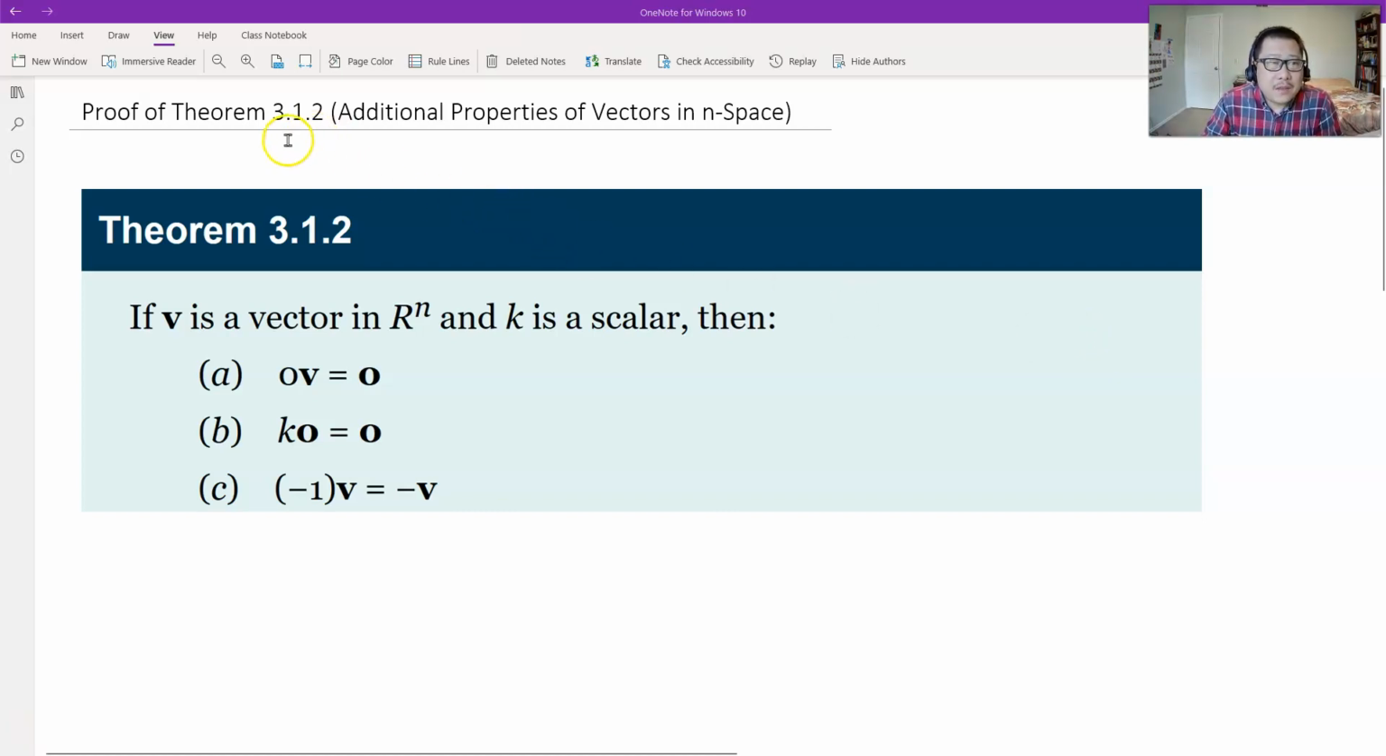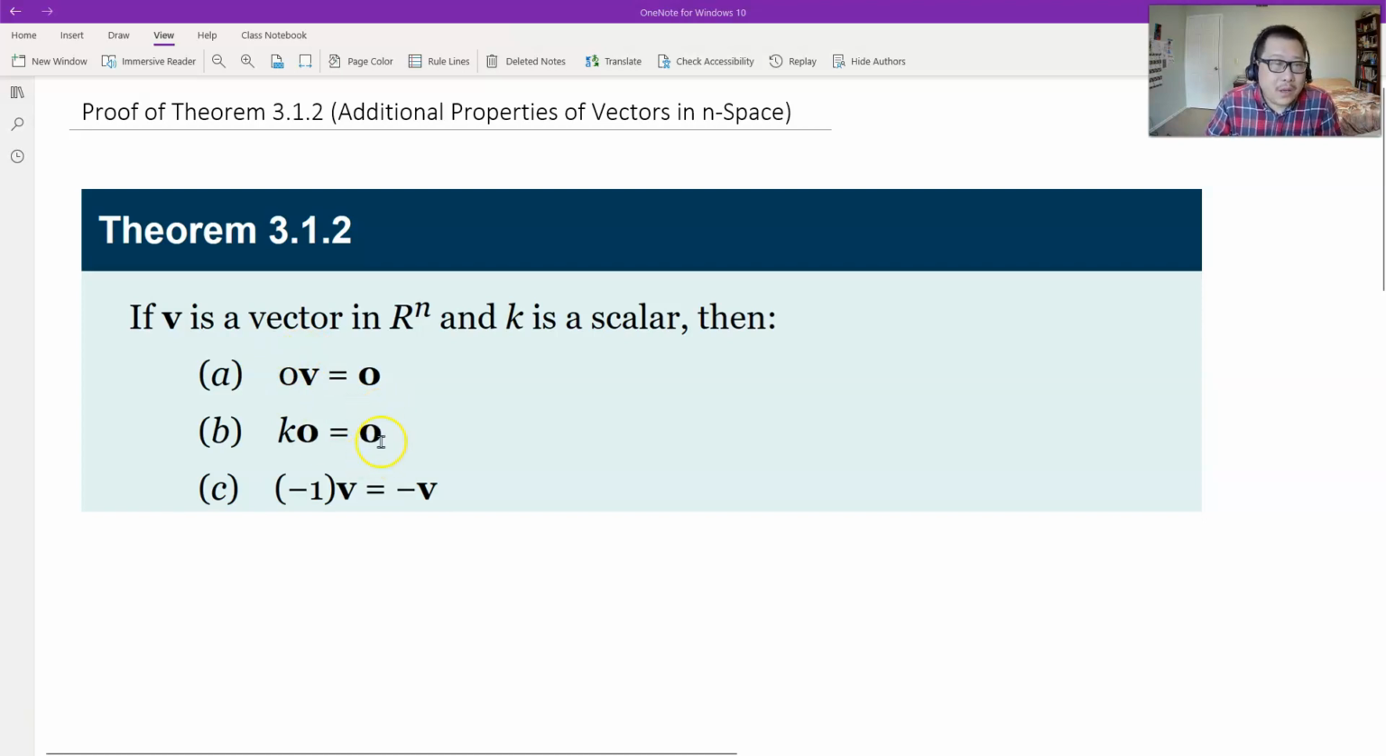In this video, let's prove Theorem 3.1.2, which is additional properties of vectors in n space. In the previous theorem, we proved some basic properties in n space. So here is the additional. We have three.